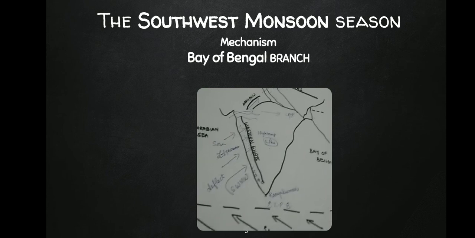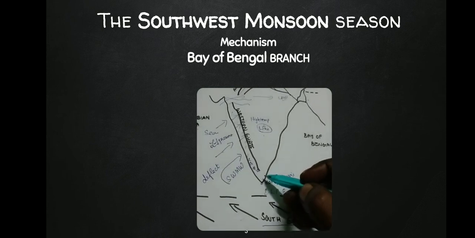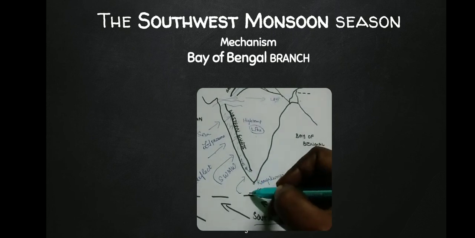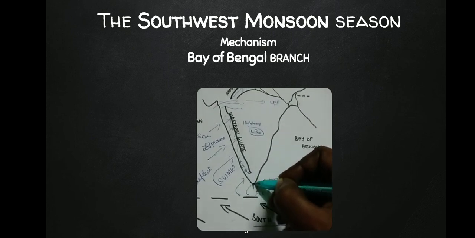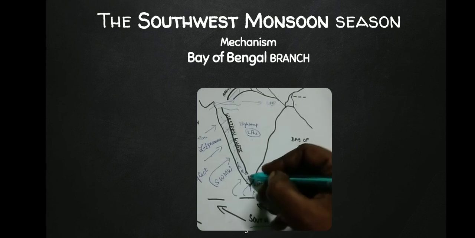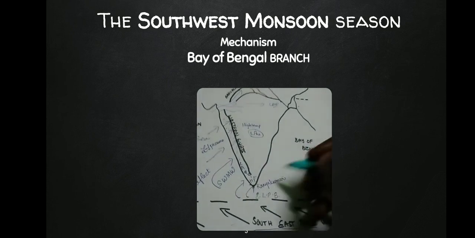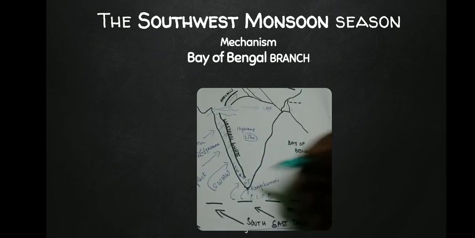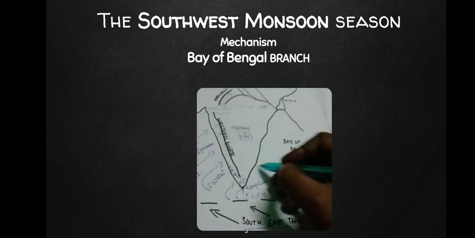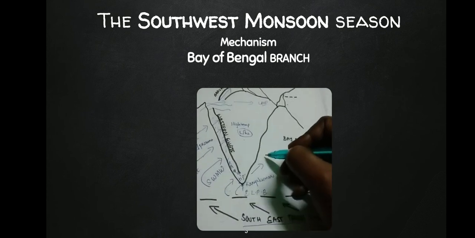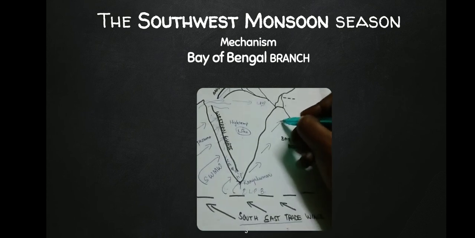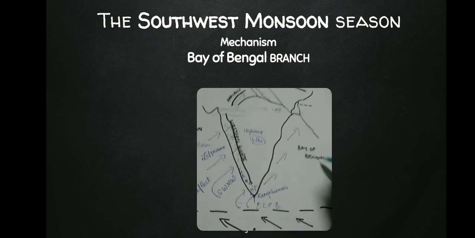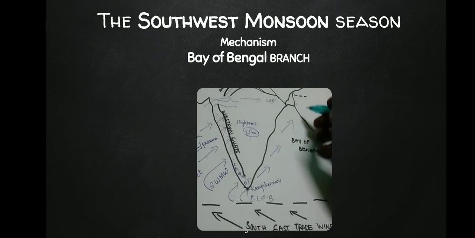What happens is, when southeast trade winds deflect as southwest monsoon winds, they hit the tip of the peninsula, that is the Kanyakumari region. By hitting the tip, it gets separated into two branches. That's how there is the Arabian Sea branch, and the other one is the Bay of Bengal branch. As it blows over the Bay of Bengal, it is called the Bay of Bengal branch.